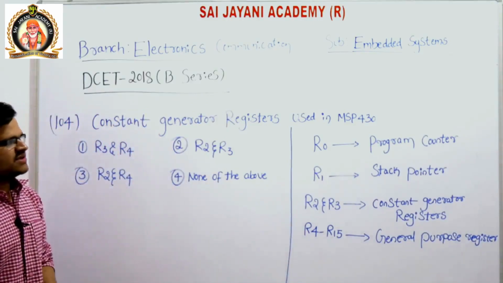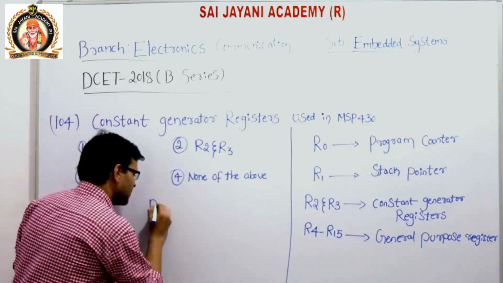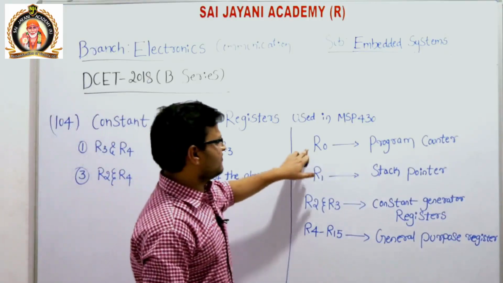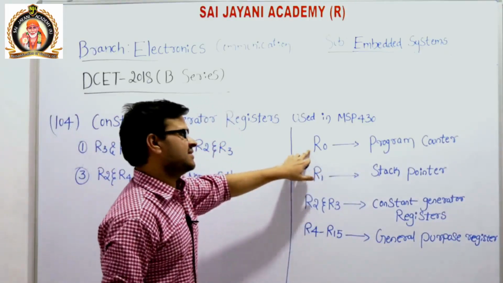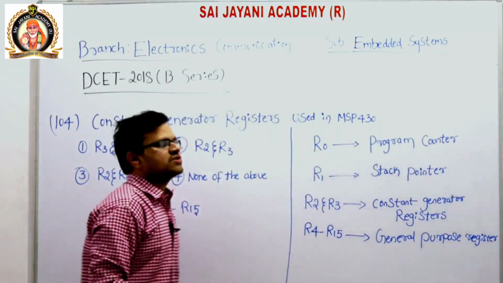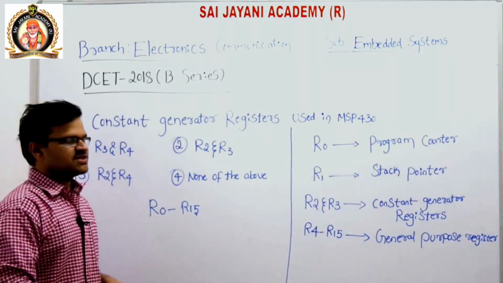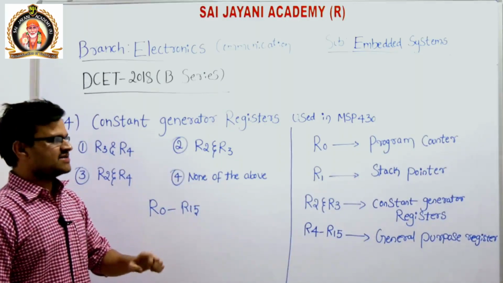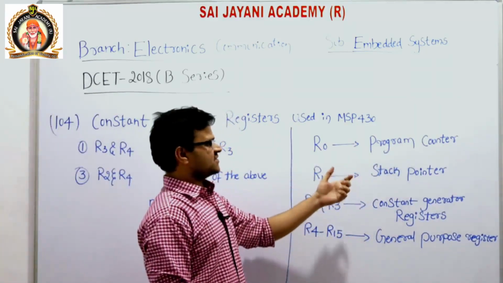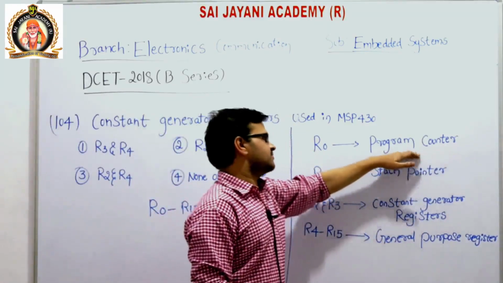In MSP 430, we have 16 resistors, ranging from R0 to R15. The first one, R0, can be used as a program counter. What is meant by program counter? It holds the address of the next instruction while another instruction is in execution. That means R0 will do the program counter operation.